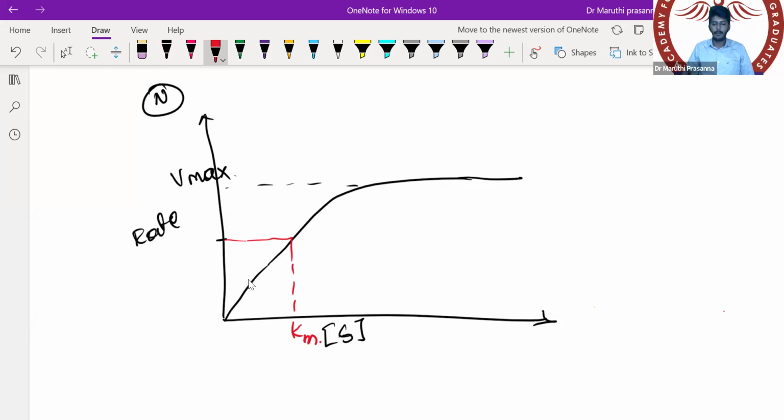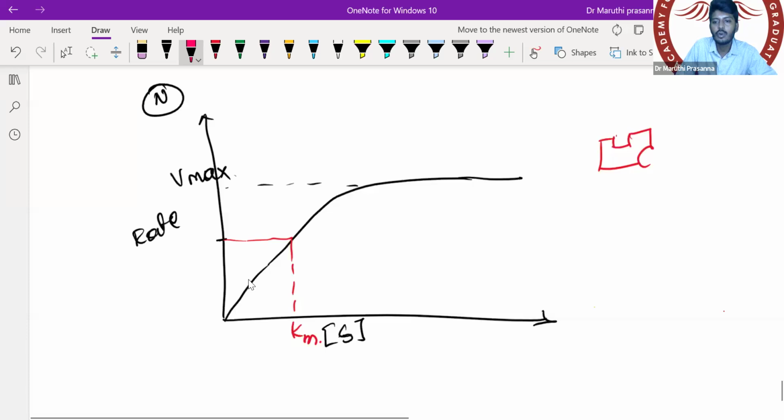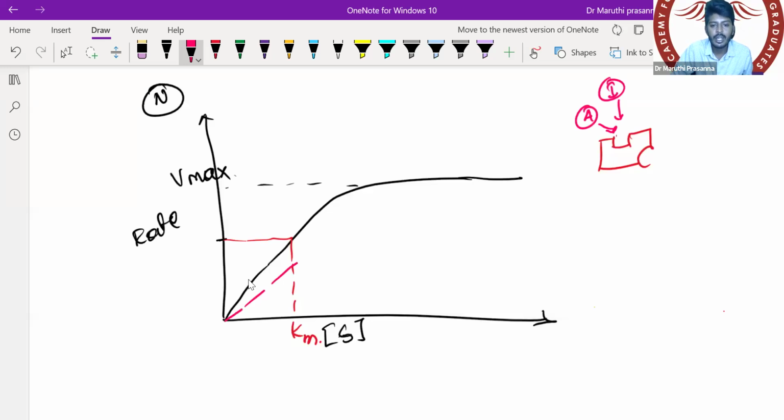After I find the Km, what will happen? Let's see. Now the enzyme has an active site. The substrate is trying to bind to the active site, and the inhibitor is also trying to bind. So both of them are competing for the same active site. What will happen? The reaction will take place, yes, but the velocity rises slowly. But at one point, of course, it will reach the maximum velocity.